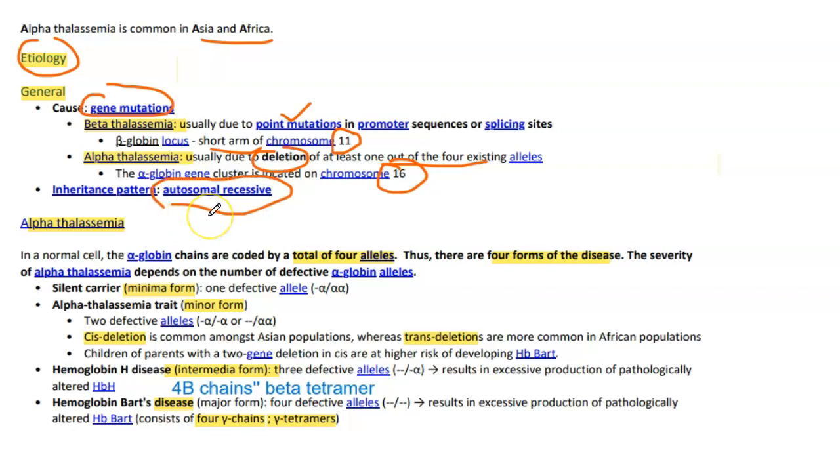Alpha thalassemia, so our globin genes are coded by total of four alleles, and we have four forms of the disease. The severity of the alpha thalassemia depends on the number of defective alpha alleles. In silent, we have one defective. In alpha thalassemia trait, which is known as minor form, we have two defective alleles.